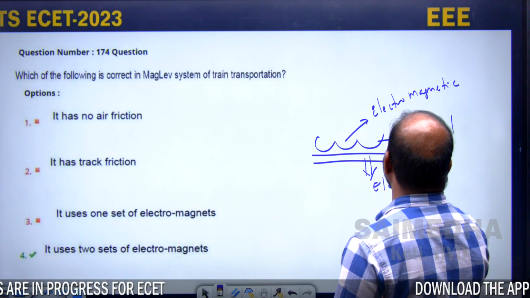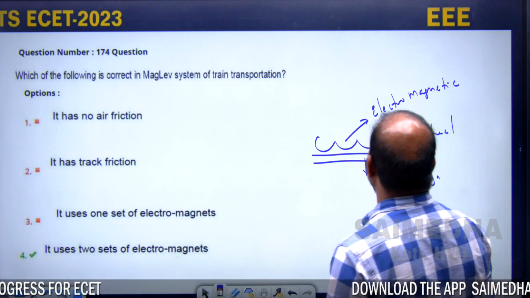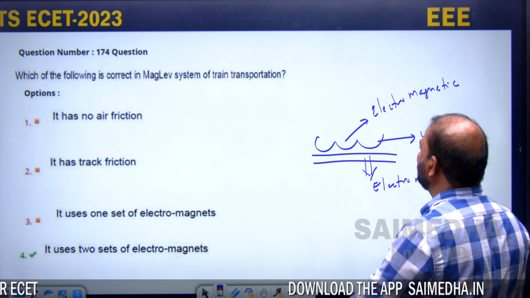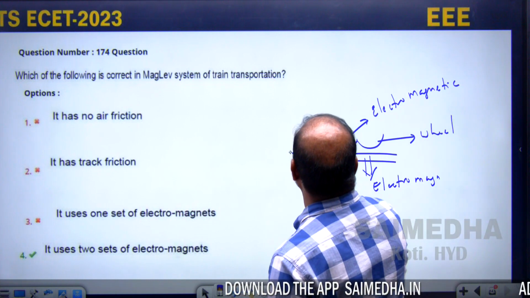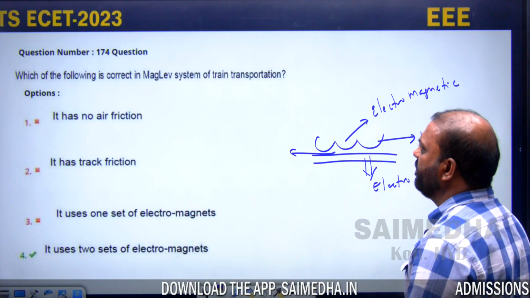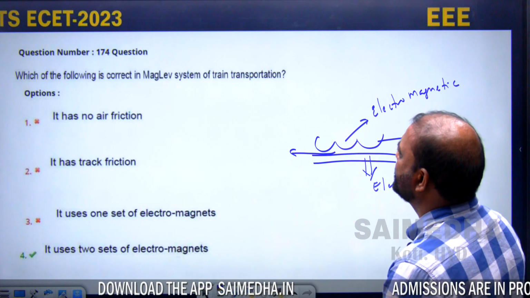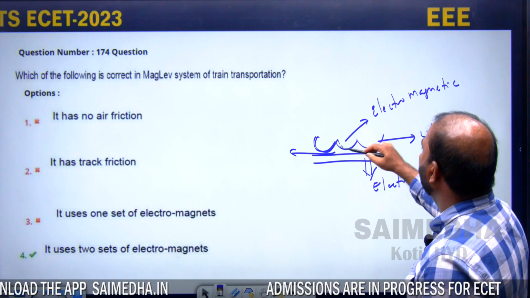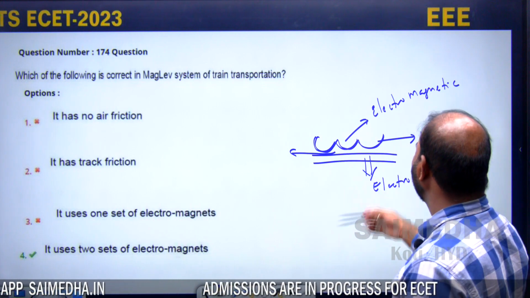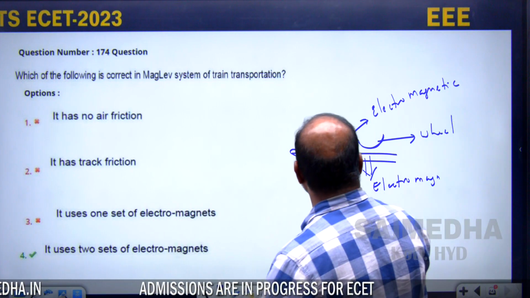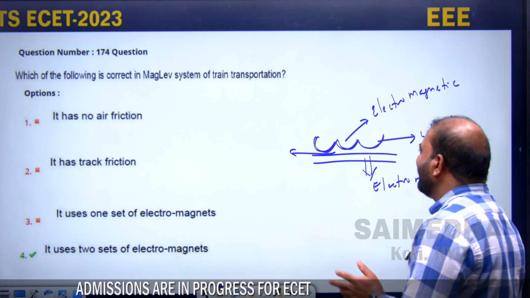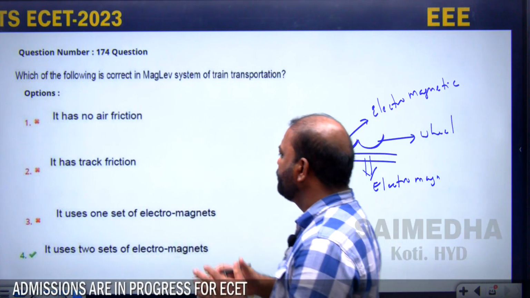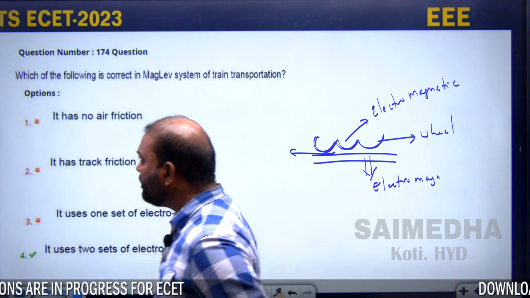So we are going to use two sets of electromagnets, and by maintaining a fixed repulsion force, we will design this magnetic levitation system of train transportation. The train wheel is one electromagnet and the track is the other electromagnet. So we are going to use two sets of electromagnets. By maintaining a fixed repulsion force, the train will move.